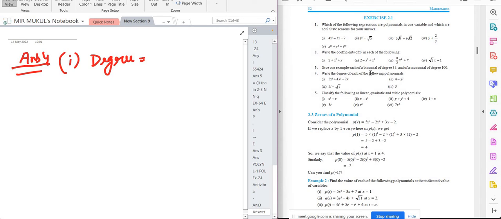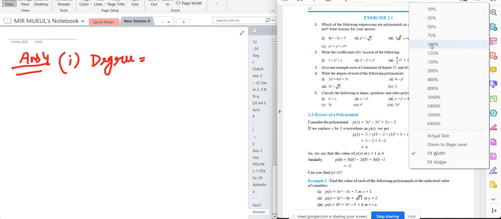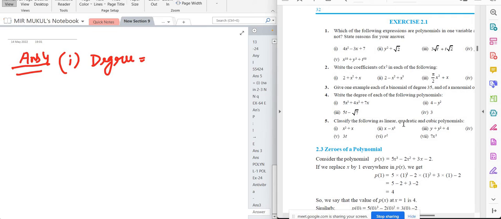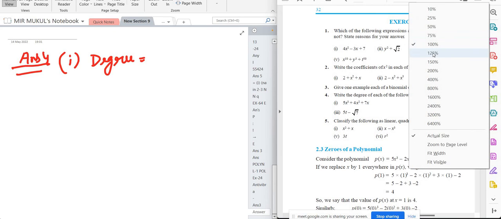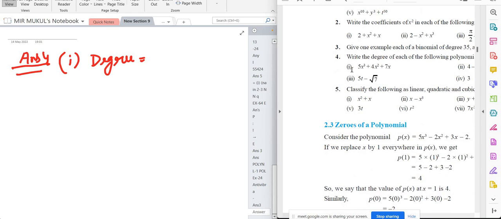Sir, I don't have the book with me and I cannot see the screen properly. Okay, now you can see. No, sir, now also you can't see. Sir, wait, I'm bringing the book. Okay. Acha, Aksara, you tell.